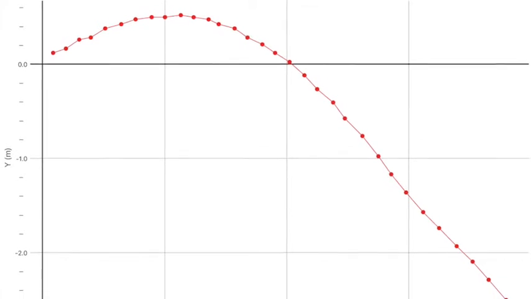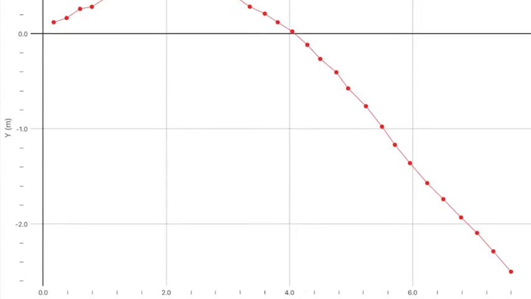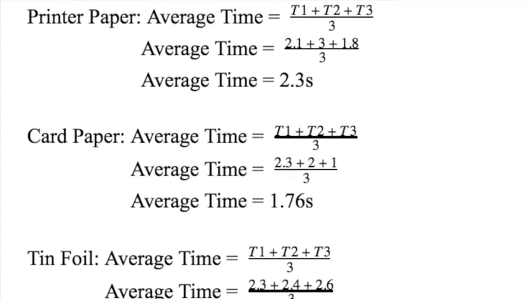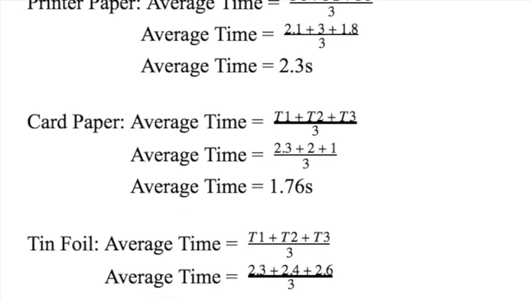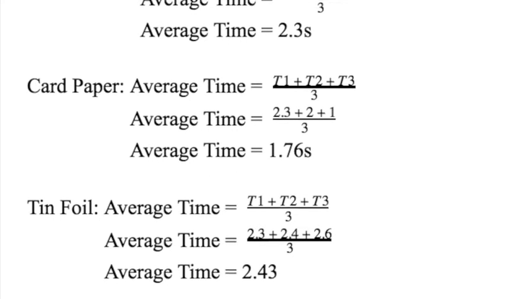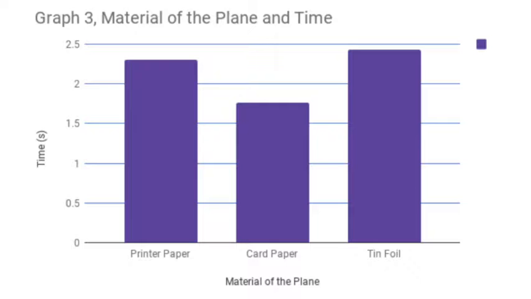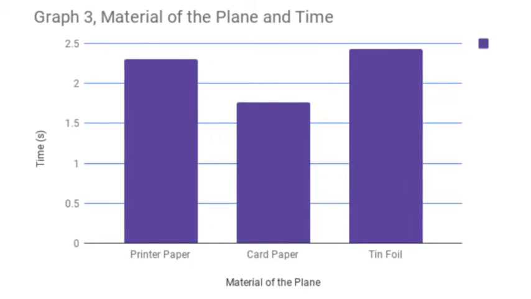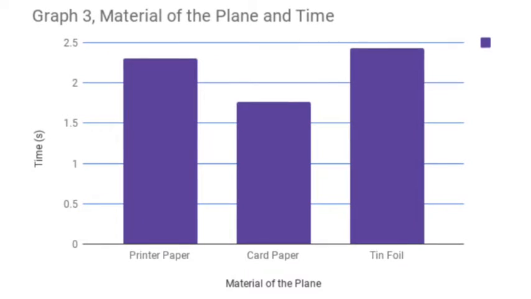To calculate the time, the numbers were taken off the position time graphs produced by the iPad. After gathering all our times from the graphs on the iPad, the calculations were made to calculate the average time for each material. These results ended up agreeing with the hypothesis. The lighter the plane, the longer it was in the air for. In this case, the tinfoil is the lightest and it stayed in the air for the longest time, while the heaviest, the card paper, stayed in the air for the shortest amount of time.